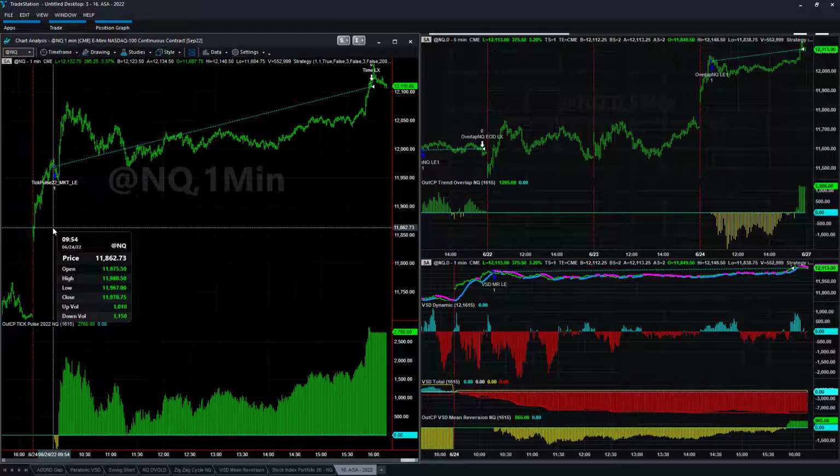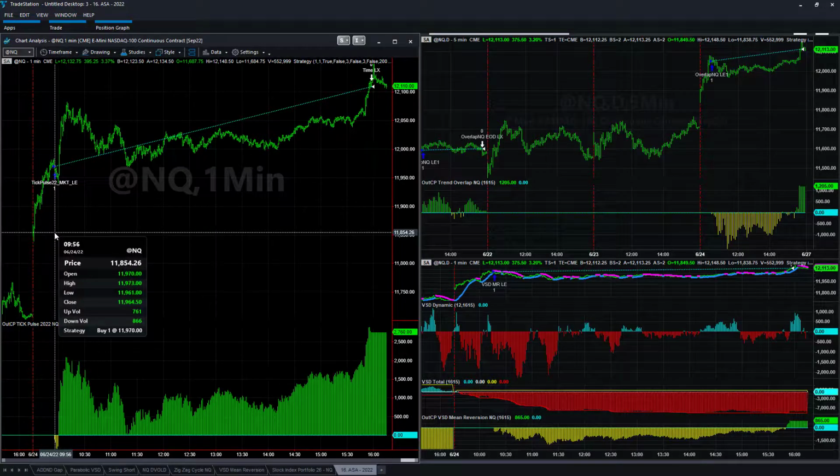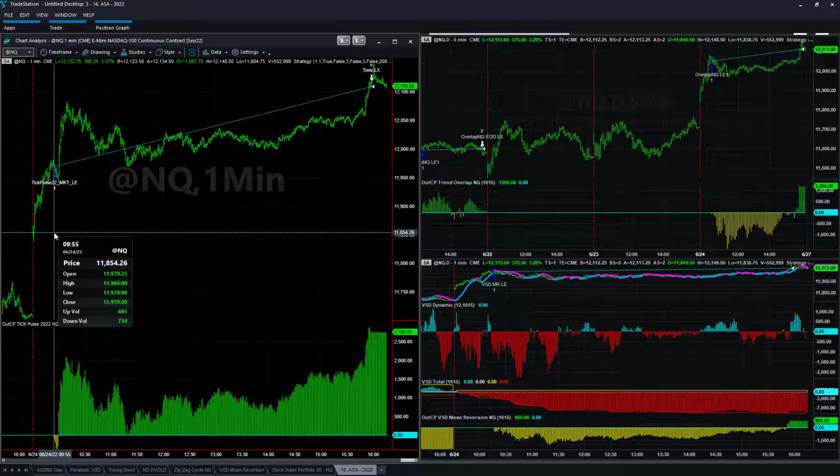So market order, 11,978.75, bought at the market. 11,970. So the close is 11,970, and 11,970 is where we're filled, and it would have gotten filled. The rules are slightly different for longs on this version than there are in the other version as well.